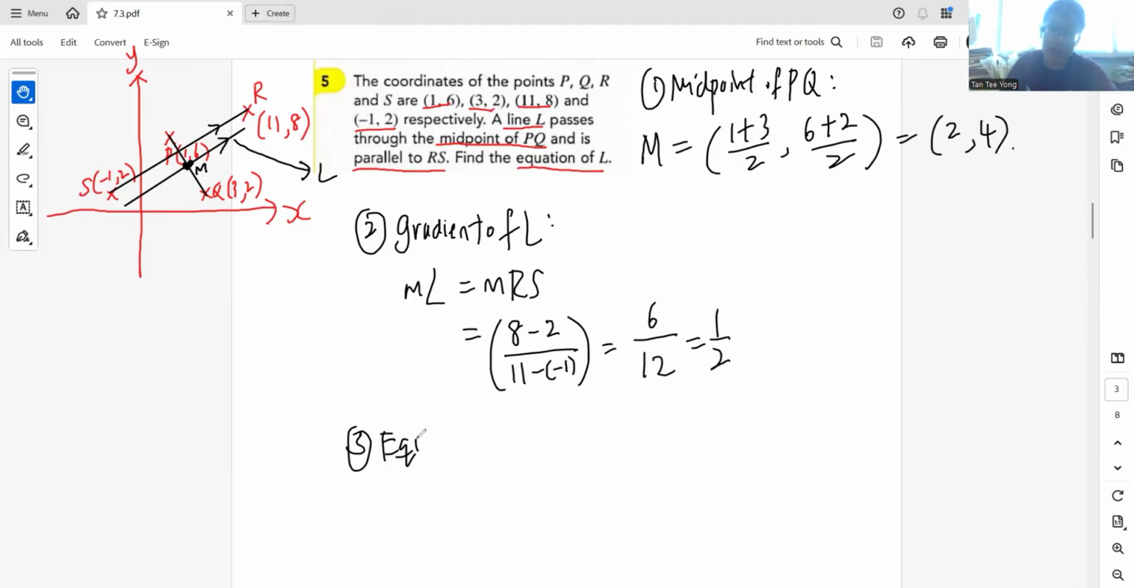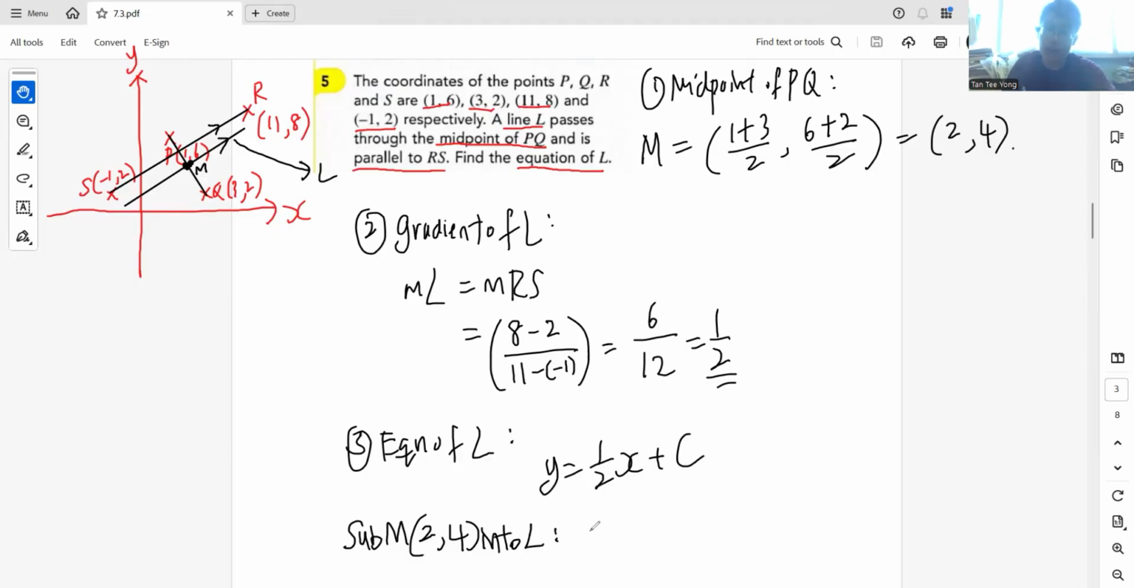Okay, so how to find equation of L? So we have the formula, right? So y equals to half x plus c. How come half? Because the gradient of L we have found out here is half. So y equals to half x plus c. So we need to sub in the midpoint, right? Which is 2 comma 4. Okay, 2 comma 4 into the equation of L, right?